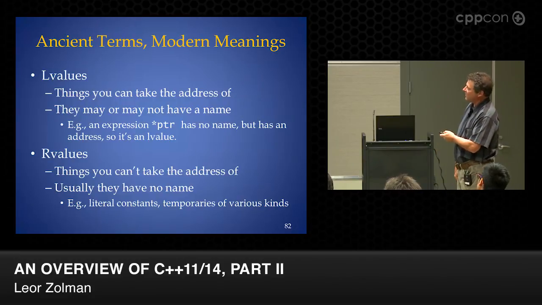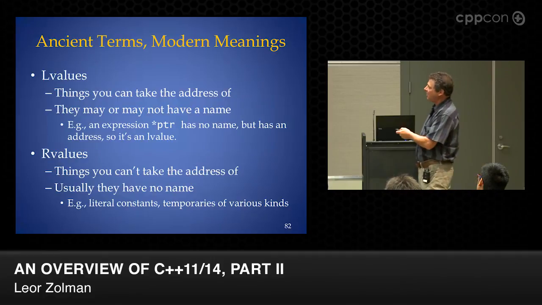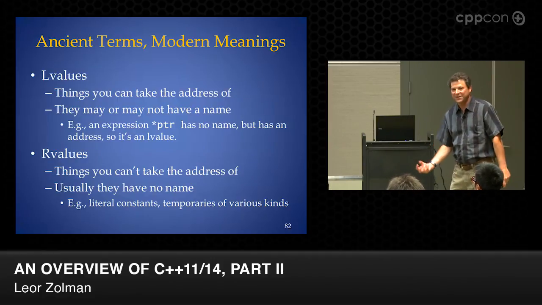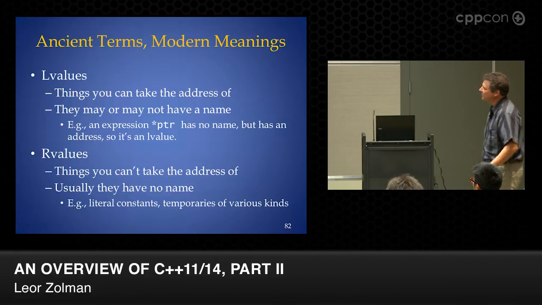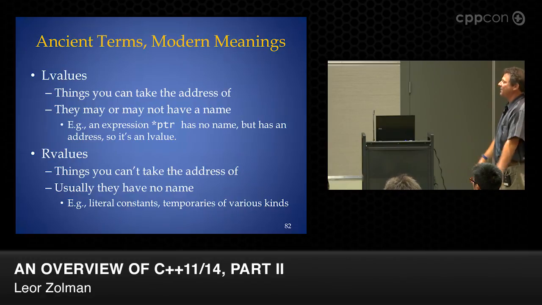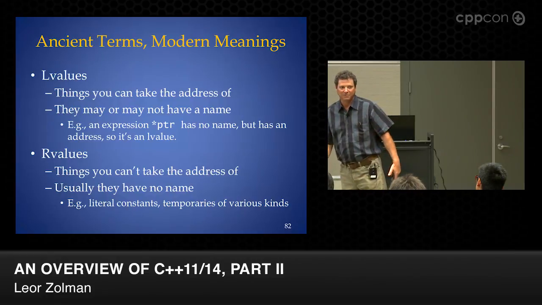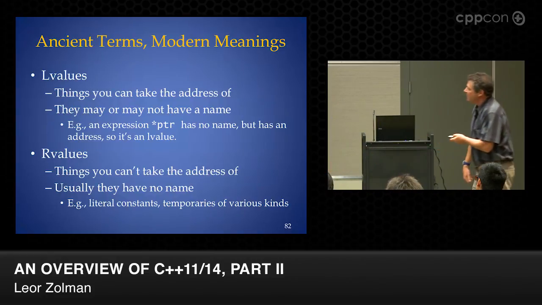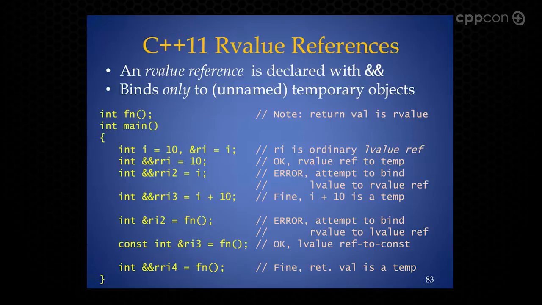In new C++, an L value is something you can take the address of. So it may or may not even have a name. For example, putter has a name, but star putter doesn't have a name. But it's an L value to represent something that actually has a location. R values are things you can't take the address of. Usually they have no name. Howard probably knows the exception, if he's around somewhere. Things you can't take the address of. Literal constants, temporaries of various kinds, R values. So that's the basis of everything we're going to say from here on forward.